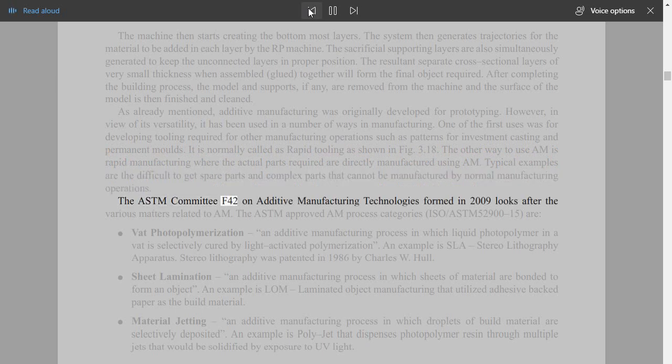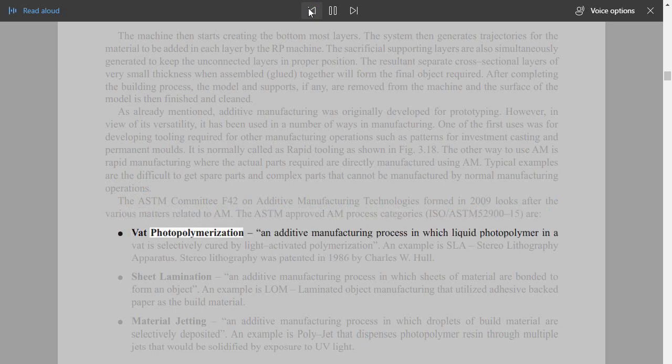The ASTM Committee F42 on Additive Manufacturing Technologies, formed in 2009, looks after the various matters related to AM. The ASTM approved AM process categories, ISO/ASTM 52900-15. VAT photopolymerization, an additive manufacturing process in which liquid photopolymer in a vat is selectively cured by light-activated polymerization. An example is SLA, stereolithography apparatus.